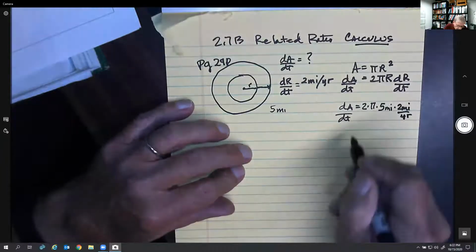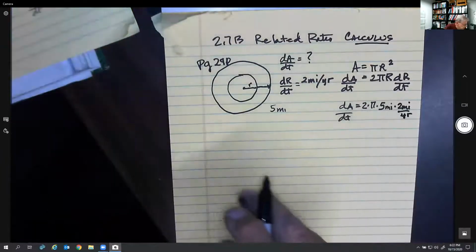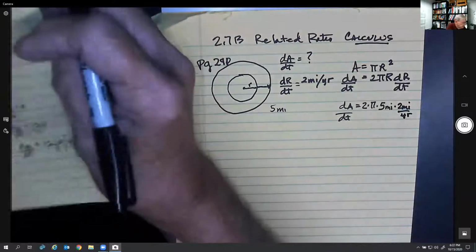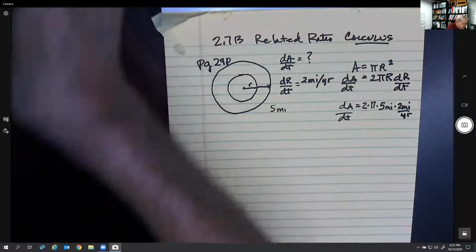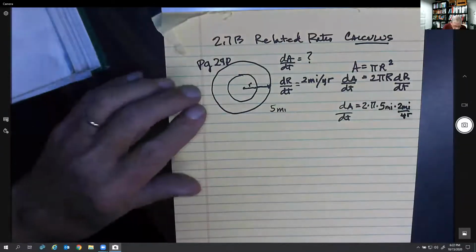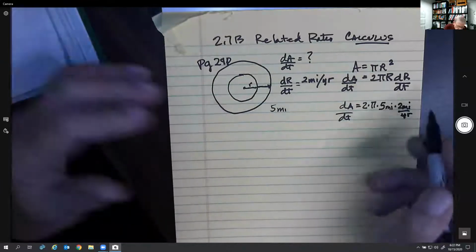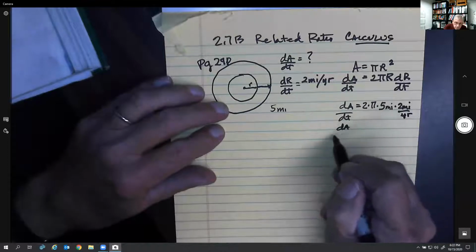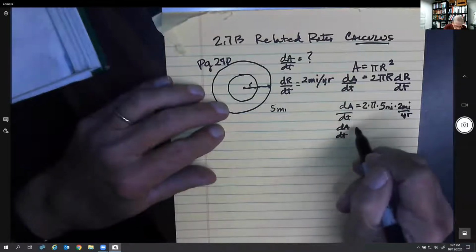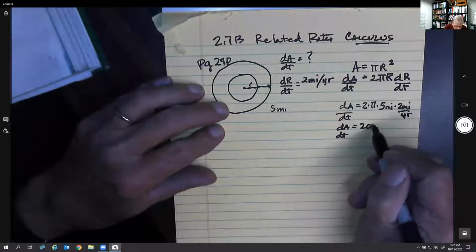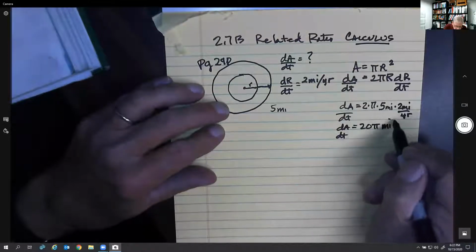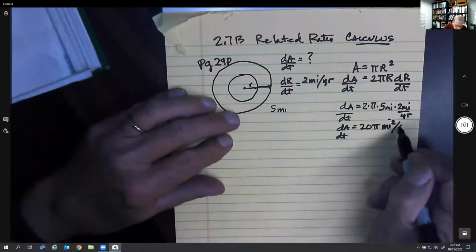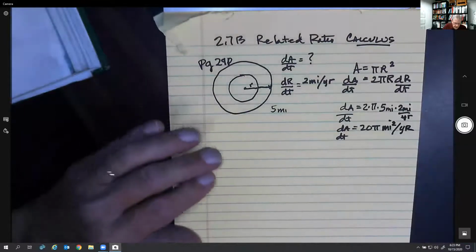So if we multiply all this together, this would be 10 times 2, that would be 20 pi. That would be 20 pi square miles per year.